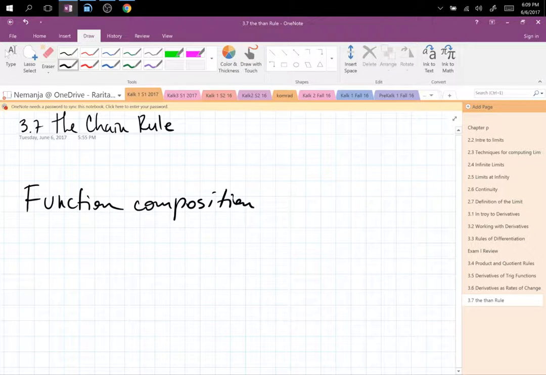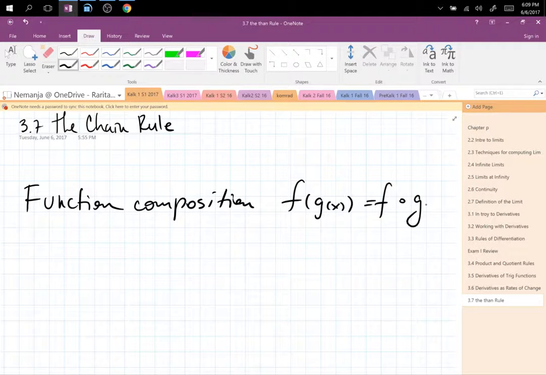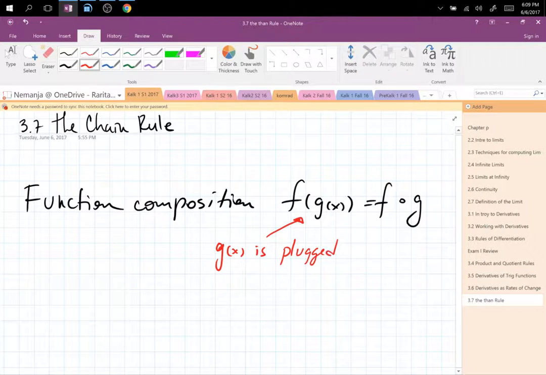Which is all the way from pre-calculus 1, where we have f of g of x, also known as f circle g. The little circle is not actually O, but people read it as "fog." It is f composed with g. This over here means g of x is plugged into f of x.